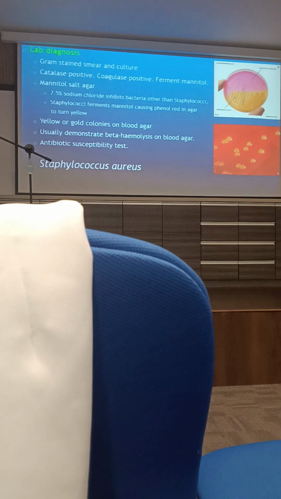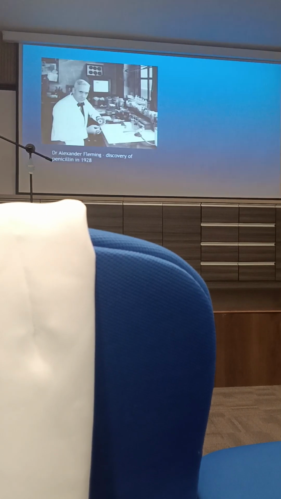And then these are the yellow colonies I was telling you about, on a blood agar plate. It also produces beta hemolysis. We could see this the other day in the practical. One of the plates had Staphylococcus aureus, 8M or something, and it was beta hemolytic. I will show you more plates on that later. And antibiotic susceptibility testing is important, because many strains are penicillin resistant.